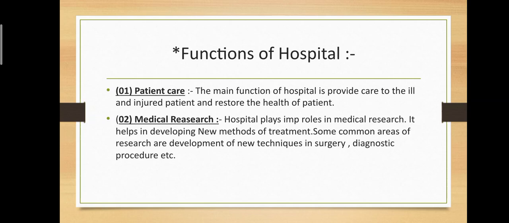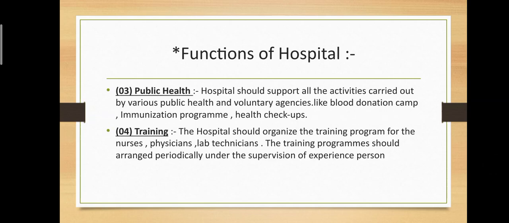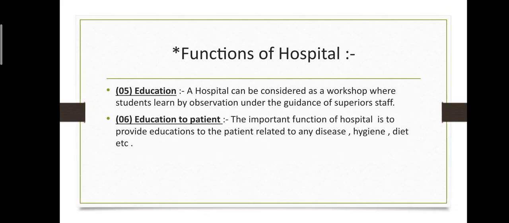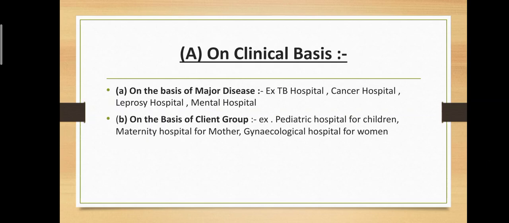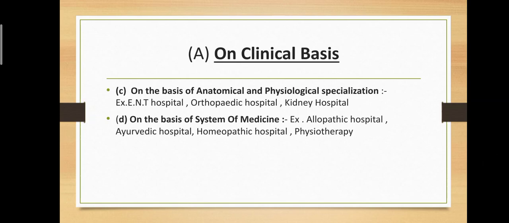One, patient care. Second, medical research. Third, public health. Fourth, training. Fifth, education. Sixth, education to patient. Classification of hospital. There are three main types: on a clinical basis, on a non-clinical basis, and miscellaneous. On a clinical basis, there are 4 subtypes: on the basis of major disease, on the basis of client group, on the basis of anatomical and physiological specialization, on the basis of system of medicine.